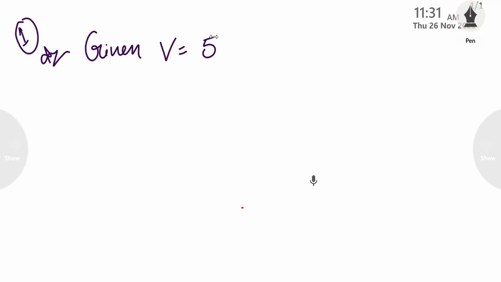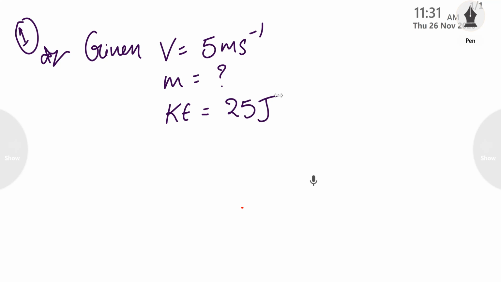So given values: velocity is equal to 5 meters per second. Mass is equal to, we have to find out. Kinetic energy is equal to 25 joules. Already it is given in the question, 25 joules. So now we have to find out the mass. We are talking about kinetic energy in this question.